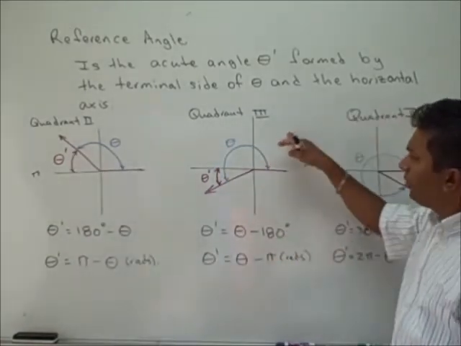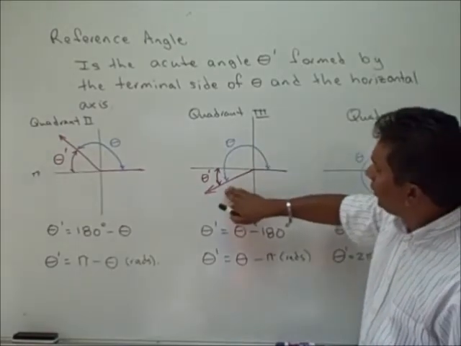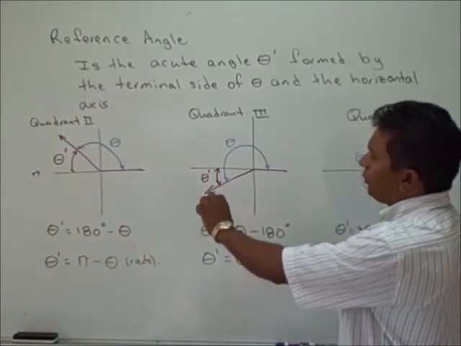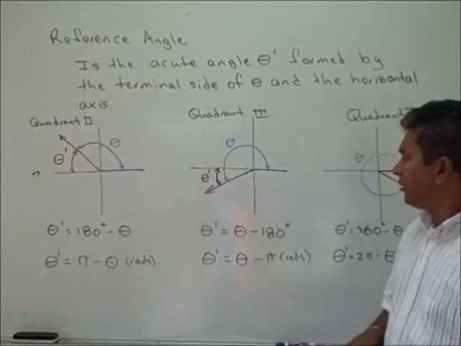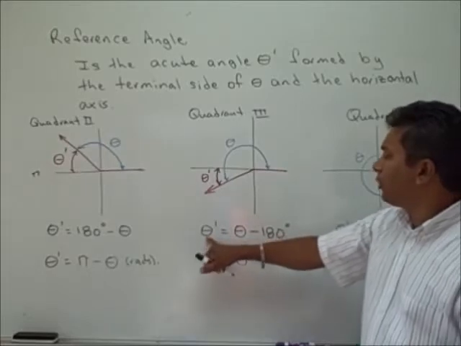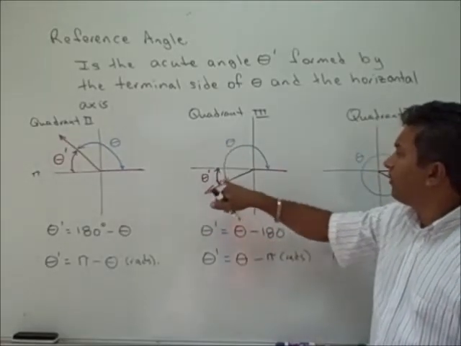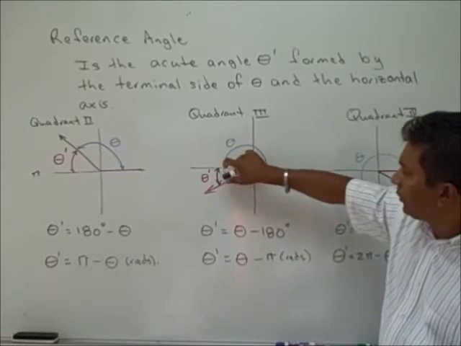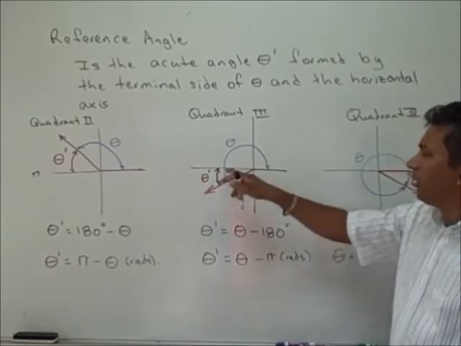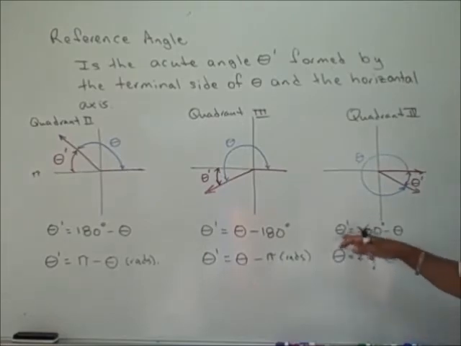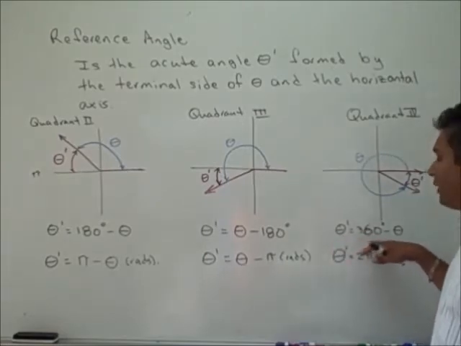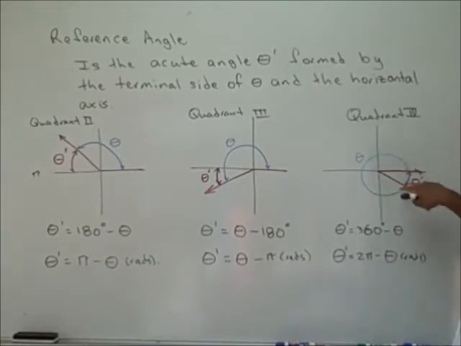In quadrant 3, here we have theta all the way here. Our reference angle is this acute angle between the terminal side and the horizontal axis. So theta prime, or reference angle, is theta minus 180, which will give us this side, or theta minus pi radians. In quadrant 4, theta prime, or reference angle, will be equal to 360 degrees minus theta, or 2 pi minus theta, to give us our reference angle.